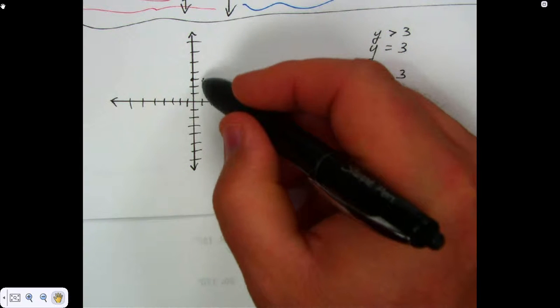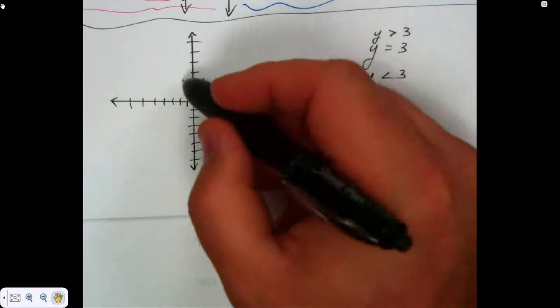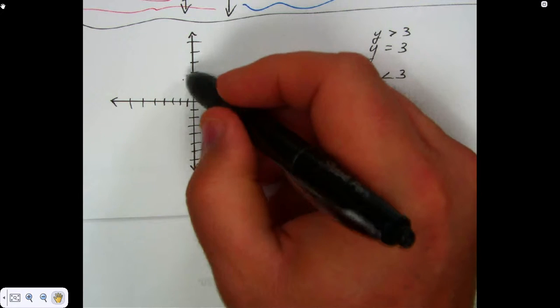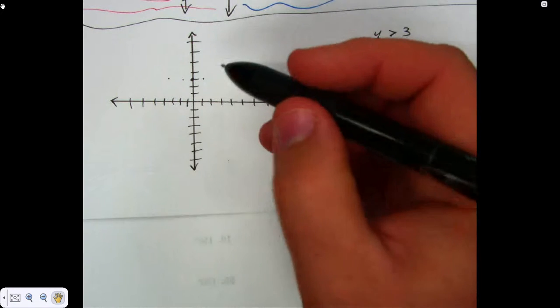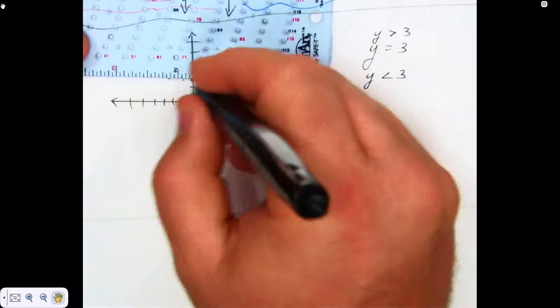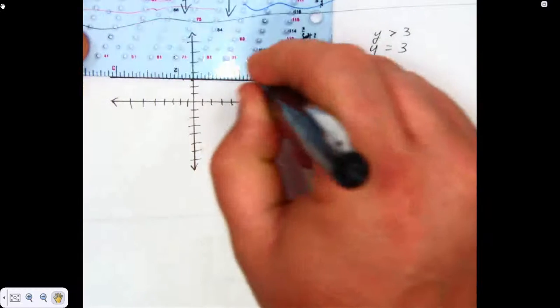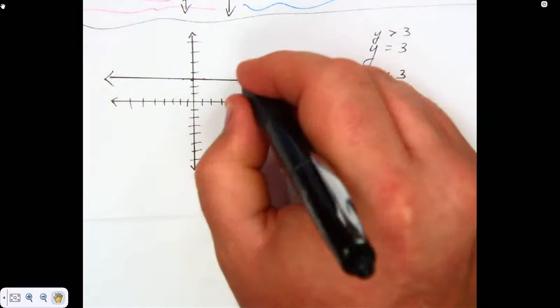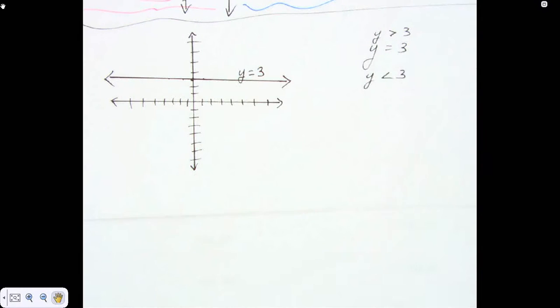That's to the right 1 and up 3. How about right here? Is the y coordinate 3? No. How about right here? No. How about here? Yeah. So if you notice, everywhere along this horizontal line is where your y coordinate is equal to 3. Go from one side of the graph to the other. That's everywhere where the y is equal to 3.